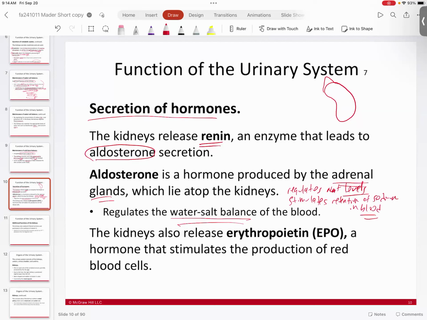The kidneys will also release another hormone, erythropoietin. This one is the hormone that's necessary to stimulate red blood cell production, but that is typically going to be happening in the bone marrow. So you're not going to get red blood cell production in the kidneys. It's only going to be happening in the bone marrow.